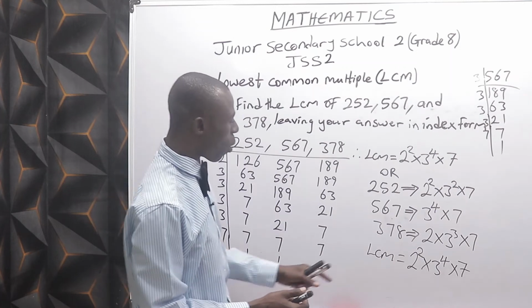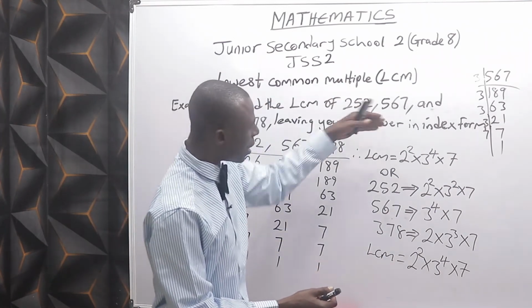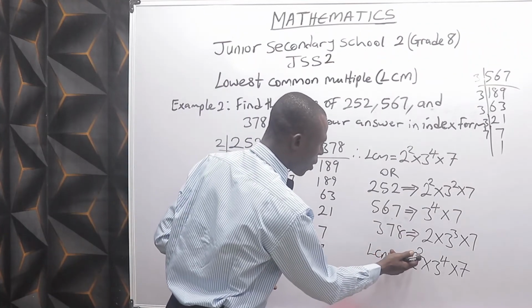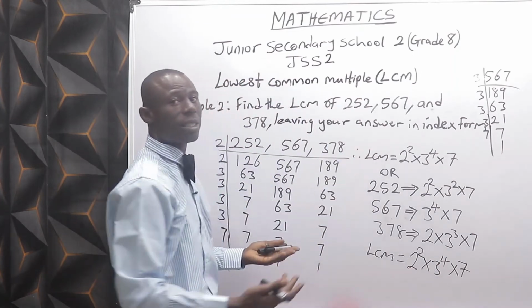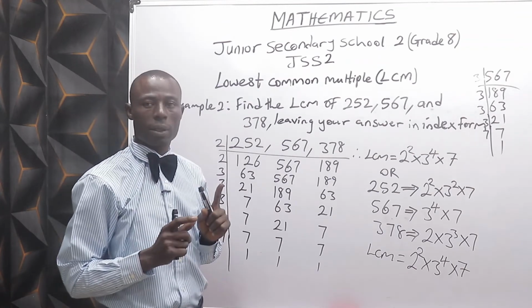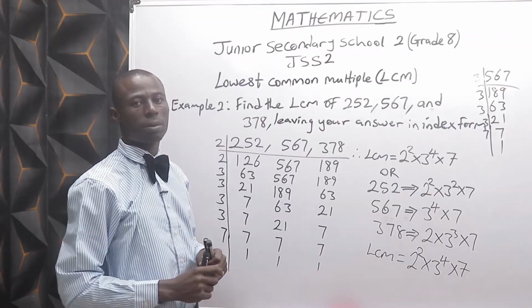Comparing our answer in this approach with our answer in the previous approach, you can see there is no difference. The LCM here is 2 raised to power 2 times 3 raised to power 4 times 7. The LCM in that approach is the same thing, and that is it. Let me give you the last example I have for you in this.